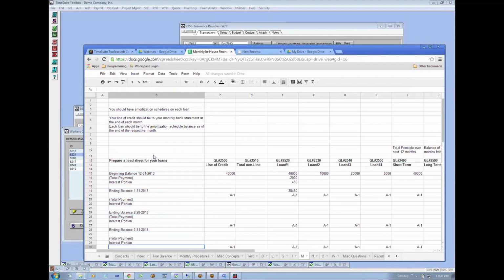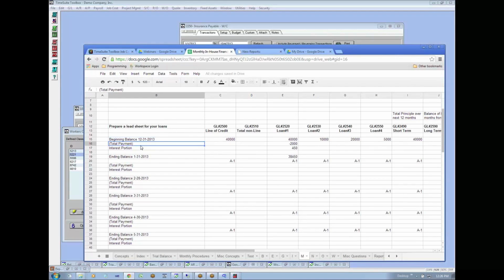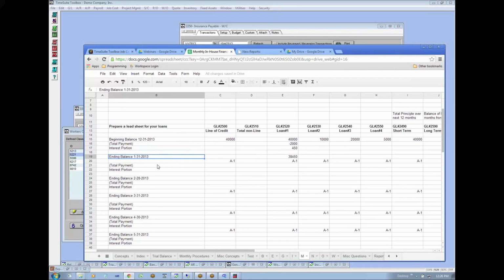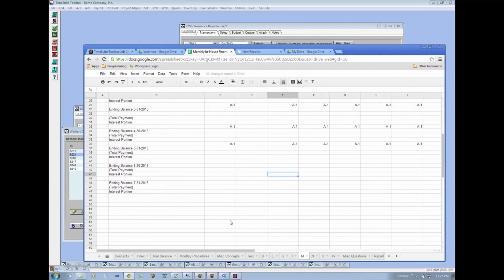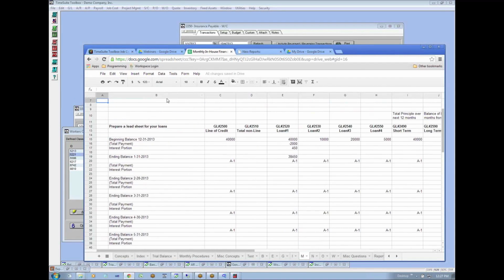Here's a lead sheet that outlines all my loans, and this was my balance at the beginning of the year, my payment, my interest portion, balance at the end of January, payment, interest, balance at the end of February, payment, the interest portion, balance at the end of March, and so on and so forth. If you just do a column for each loan and a row, these numbers should all tie into your amortization schedules. This is a good example of a good thorough set of work papers for your loans for the year. The loans would support the balance sheet, the trial balance.